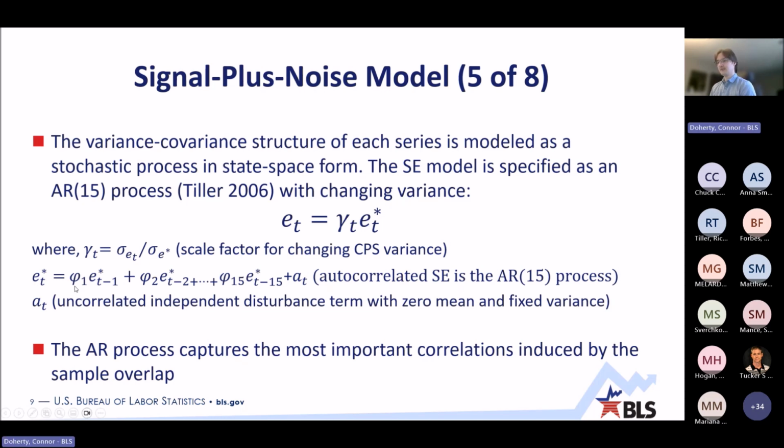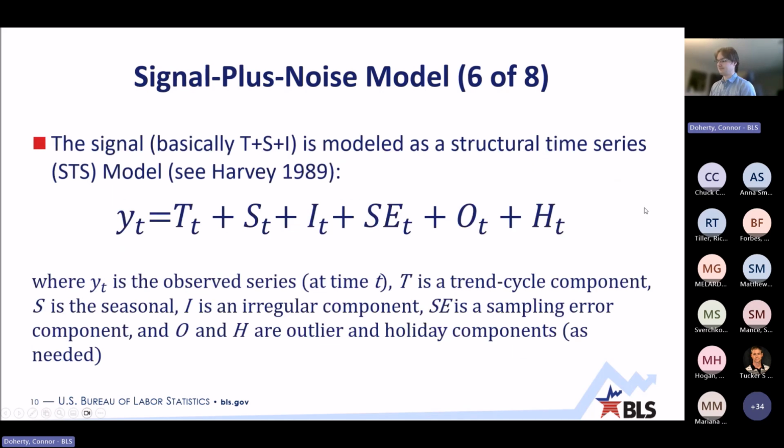You'll note right after this AR15 here, we have this AT. That AT is an uncorrelated independent disturbance term with zero mean and fixed variance. But the reason we use this AR15 process is because it captures the most important correlations induced by the sample overlap. And remember that sample overlap is from the 484 rotation pattern that we use in CPS. So that's why we use this AR15 model.